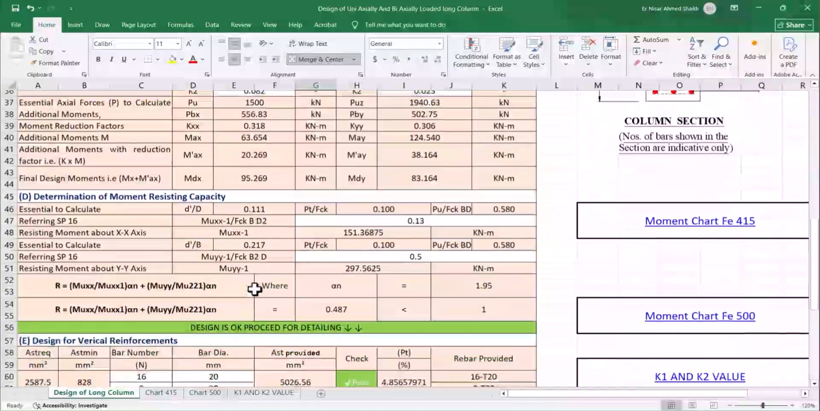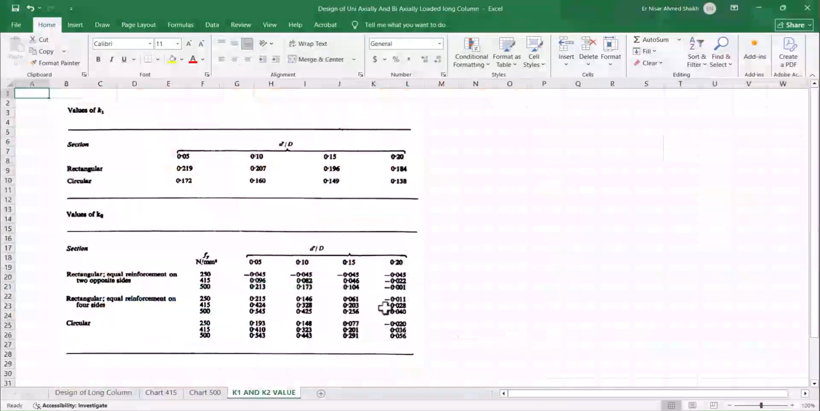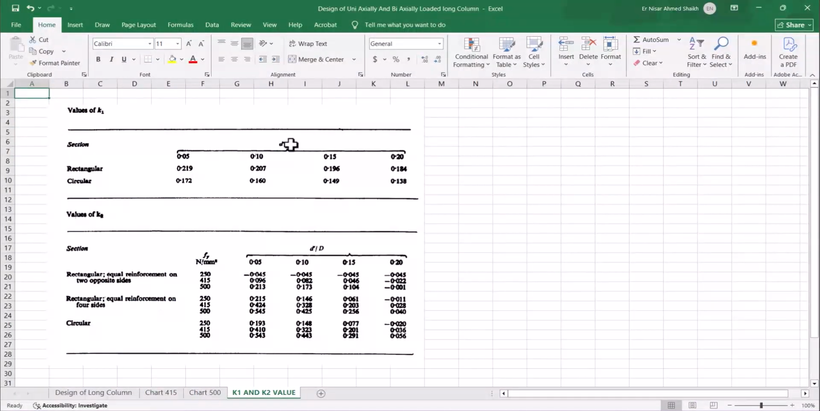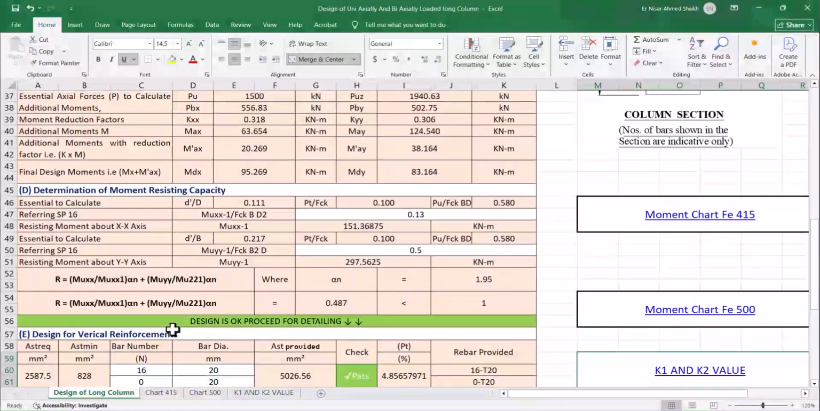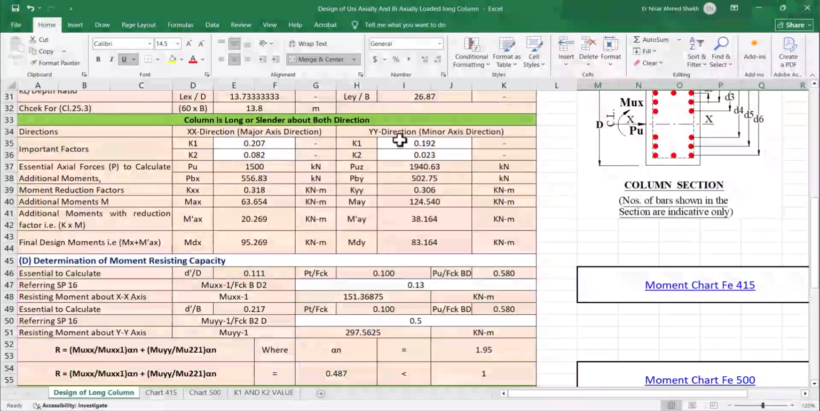So after this we calculate the k1 and k2 values. How will we calculate the k1 k2 values? You can click here. According to the d dash by d ratio, you calculate these k1 and k2 values. Then after you calculate the Pu, Pbx and Pby. There are some formulas, so according to the formulas we calculate the Pbx, Pby and Pbz.